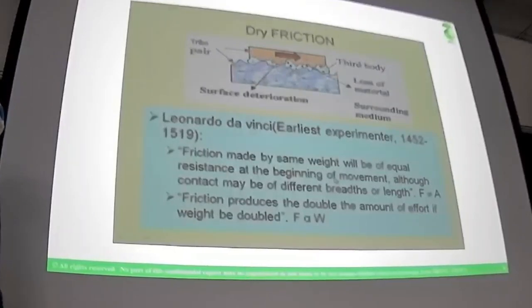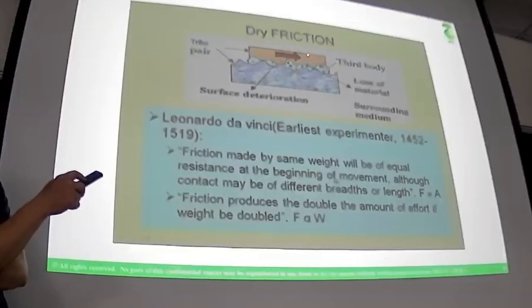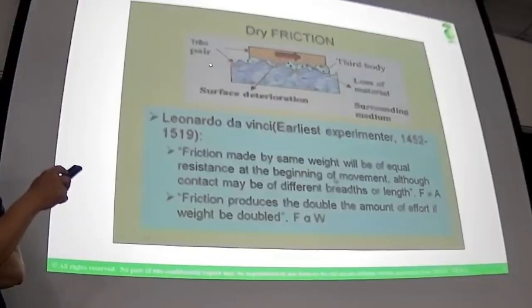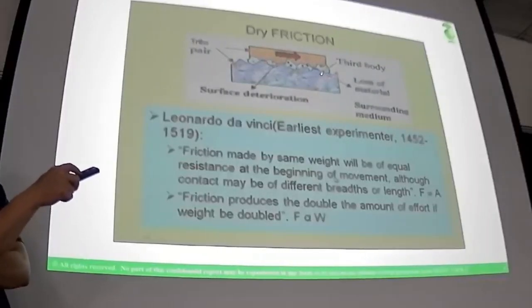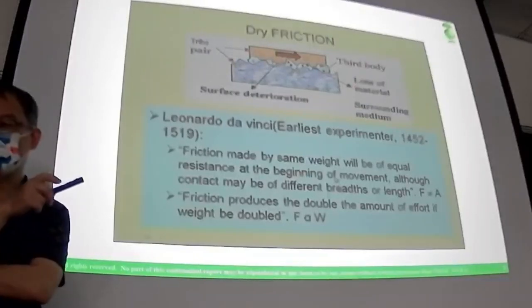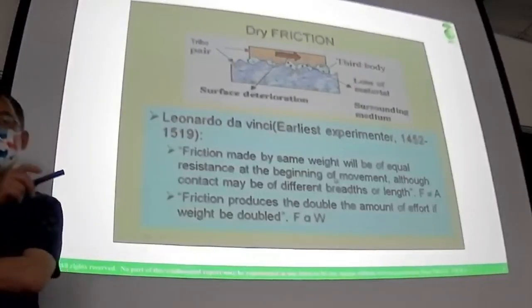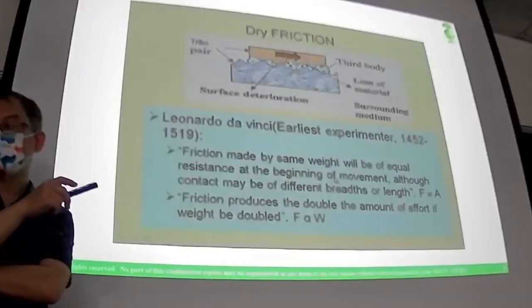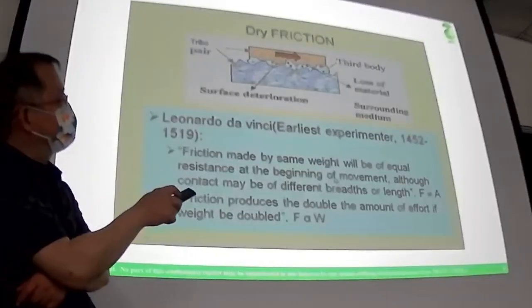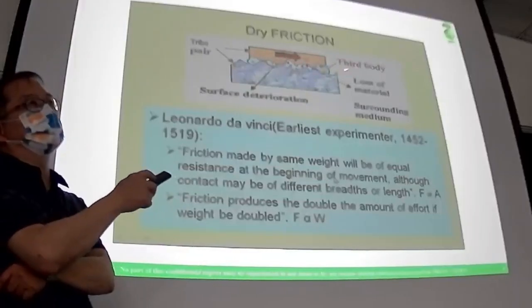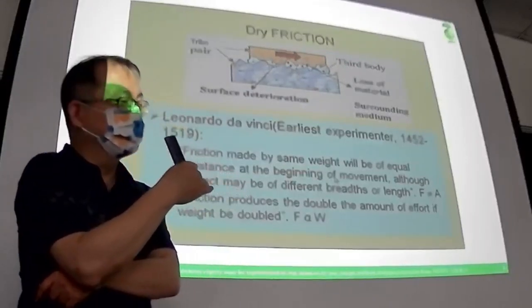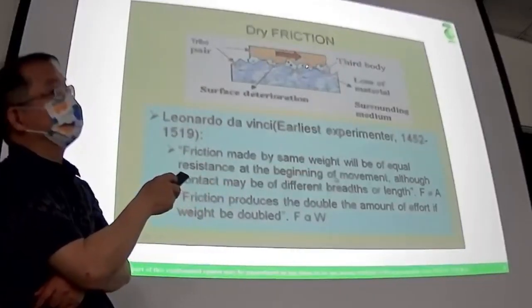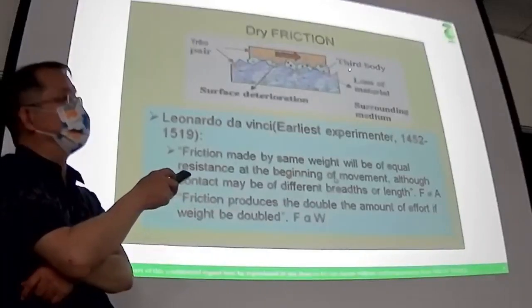Okay. So this is the first body. This is the second body. These two bodies are called the tribal pair. Okay, and sometimes you will have a third body. The third body is the debris we mentioned before. So with debris you have a relative motion. So the high asperity may be cut off. So it becomes the debris. So this debris is the third body.